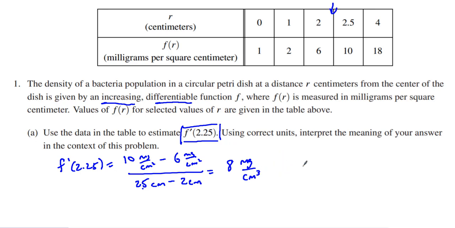You can see how the units really help you interpret the meaning in the context of this problem. The density of the bacteria is increasing. This is positive. It's increasing at approximately 8 milligrams per centimeter cubed at 2.25 centimeters from the center of the dish. So the meaning of this answer is that the density of the bacteria population is increasing at a rate with respect to the number of centimeters of 8 milligrams per centimeter cubed at approximately 2.25 centimeters away from the center of this dish. That's how you would write this interpretation.